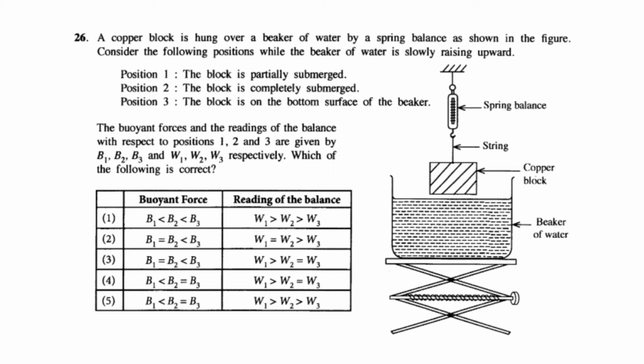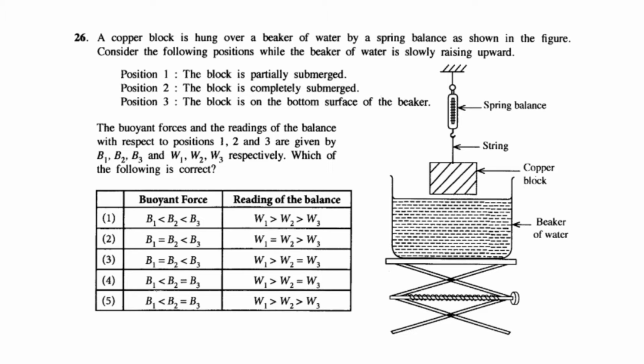Position 3. The block is on the bottom surface of the beaker. Even if the block is on the bottom surface, the water displaced is the same as in position 2. So there is no difference in the buoyant forces in position 2 and position 3. So B2 is equal to B3.